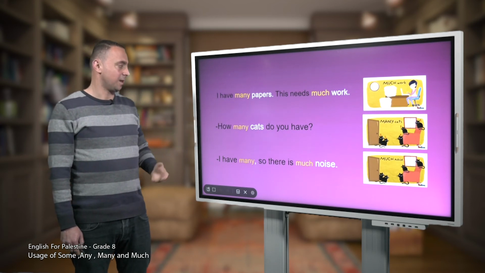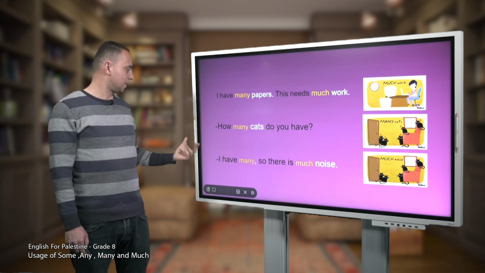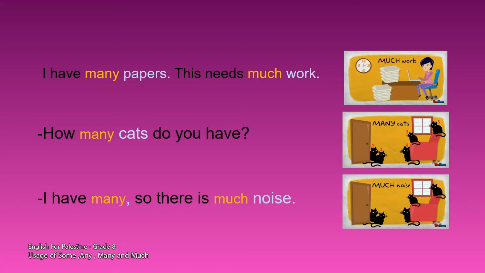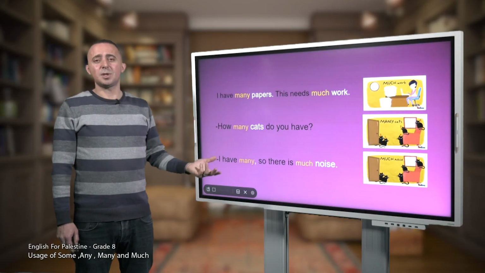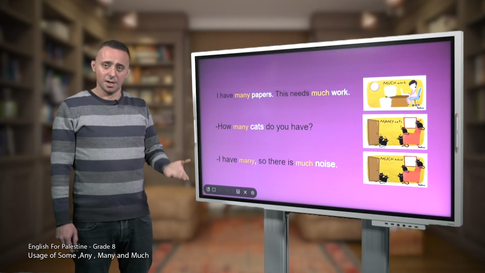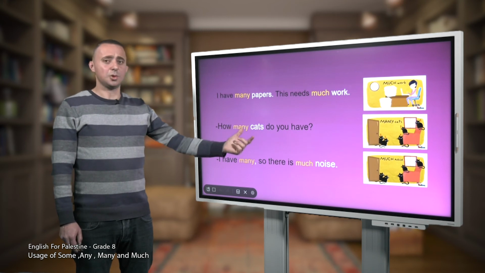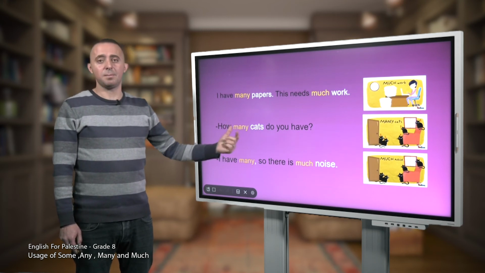Picture 3. The answer to this question is, I have many. Many refers to cats. We don't say I have much because the word cats, as I have just said, is a countable noun. I have many. So there is much noise. What about the word noise? Is it countable or uncountable? It's uncountable. So it should be preceded by much, not many.